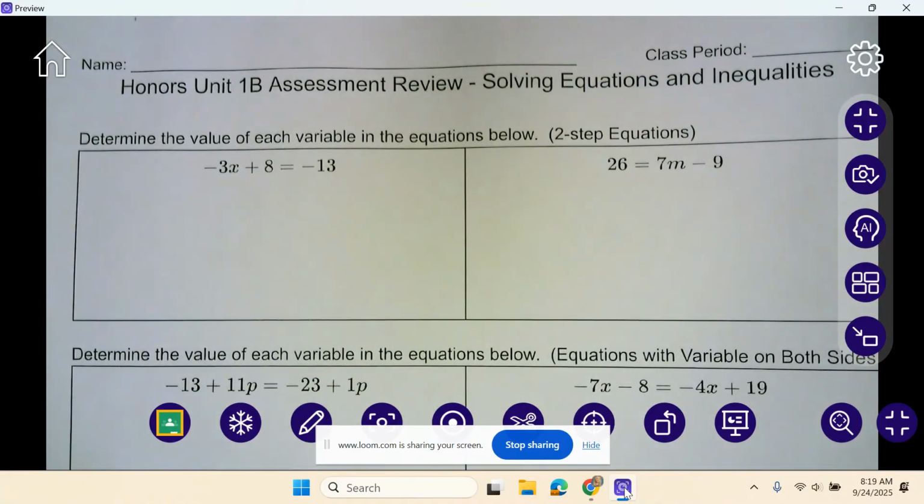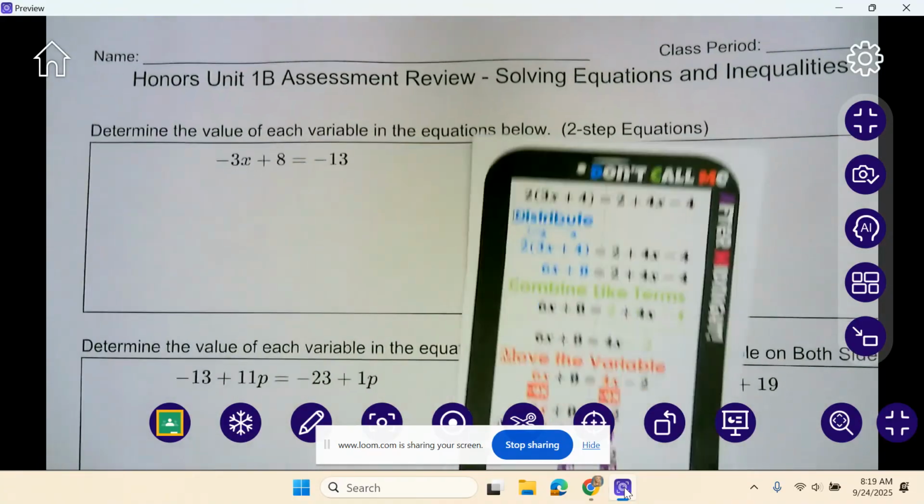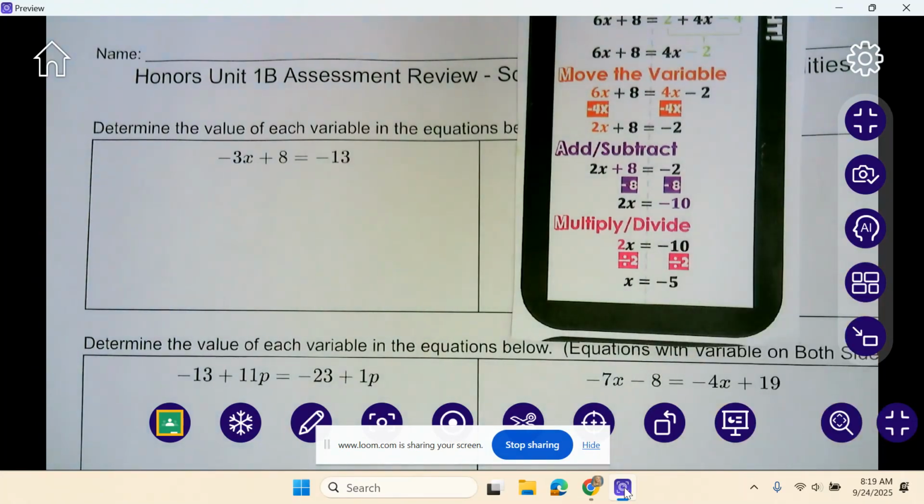Okay, so remember the don't call me after midnight. So when you do these two-step equations, it's just the last two steps. It's add and subtract and then multiply or divide.